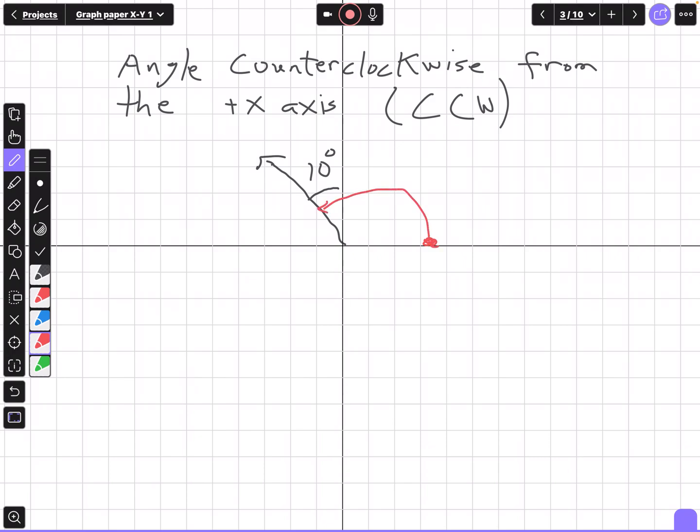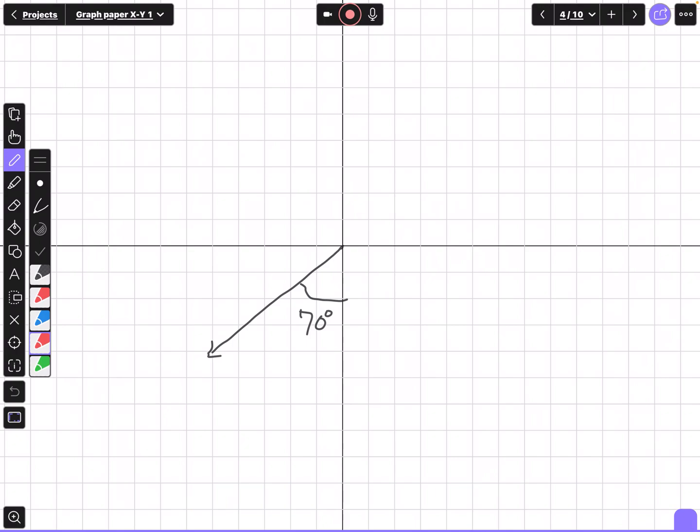And what would that be? Well, from here to here is 90. So from here to here is 10. So that would just be 90 plus 10. That would be 100 degrees. That's counterclockwise. If I have this example right here, 70 degrees, that's 70 degrees west from south.